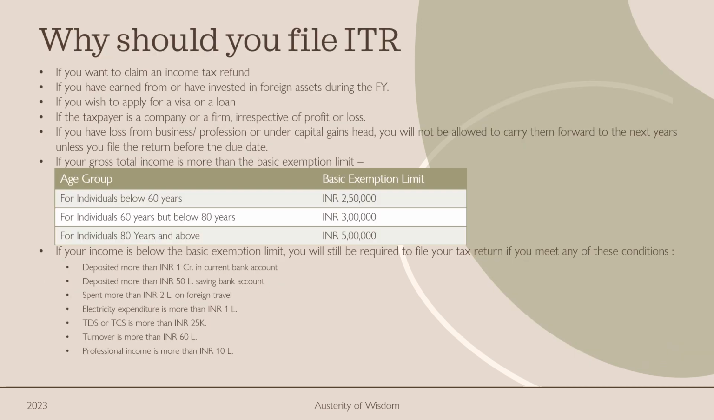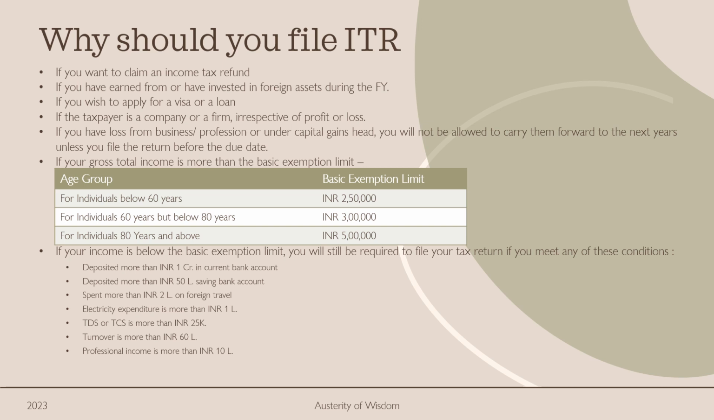The question is, why would anybody file the ITR? Technically, if the income exceeds the basic exemption limit, one should file the income tax return. Other than this, even if the income is below the exemption limit but the assessee has deposited more than 1 crore rupees in a current bank account, deposited more than 50 lakh rupees in a savings bank account, spent more than 2 lakh rupees on foreign travel, electricity expenditure is more than 1 lakh, TDS or TCS is more than rupees 25k, turnover is more than 60 lakhs, or professional income is more than 10 lakhs.